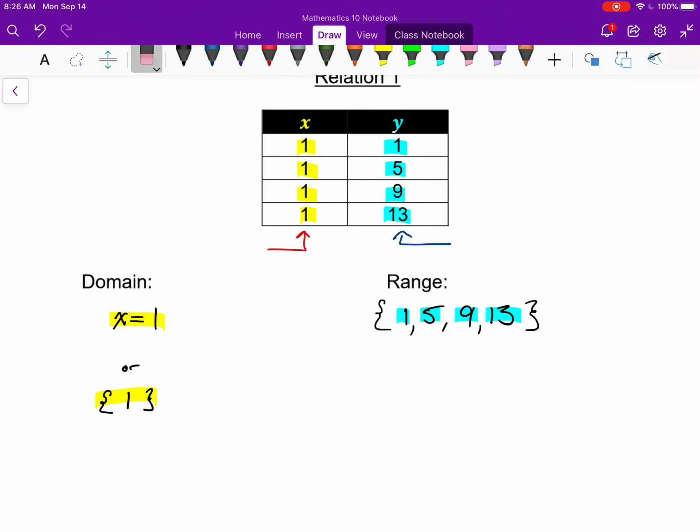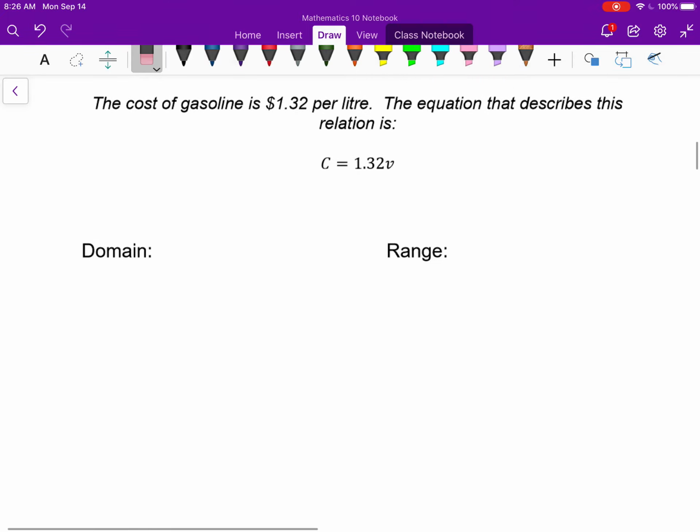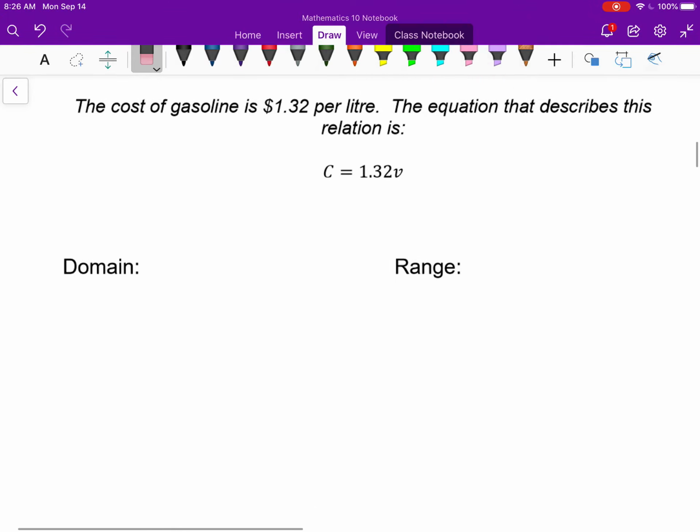All right, so let's look at the next relationship. This time, I have a relationship described in words and an equation. It says the cost of gasoline is $1.32 per liter. The equation that describes this relationship is this: C, which is cost, equals 1.32 times V, which is the volume in liters of gasoline. Okay, so I have a relationship described in words and an equation. It's all the same thing. So what's the domain? The domain is a description of what can go in, right? That's my independent variable.